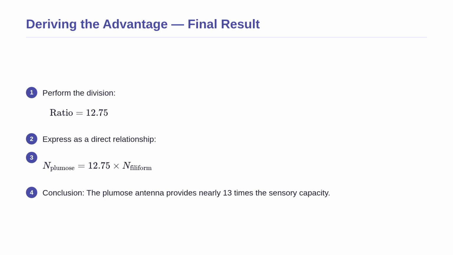Continuing with our calculation, when we divide 38,250 by 3,000, we get 12.75. This means the plumose antenna has nearly 13 times the sensory capacity of the simple thread-like antenna. This chunk of our proof establishes a profound biological truth through simple algebra. The intuition here is that evolution mathematically optimizes these structures. By branching out into a feathery shape, the mosquito maximizes its surface area in a compact space, making it an incredibly efficient disease vector.